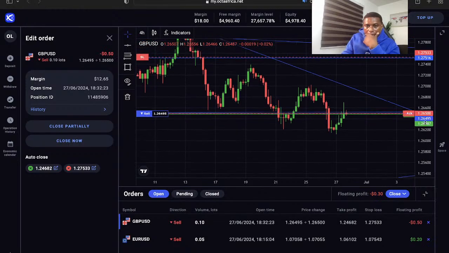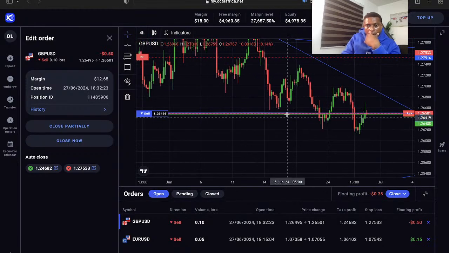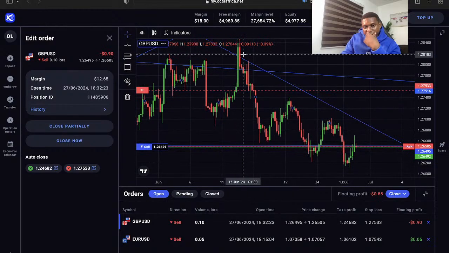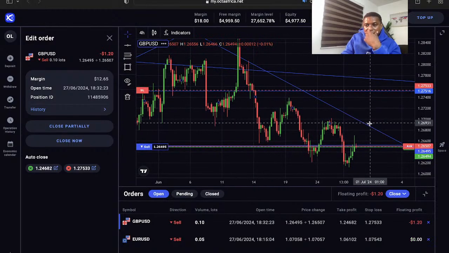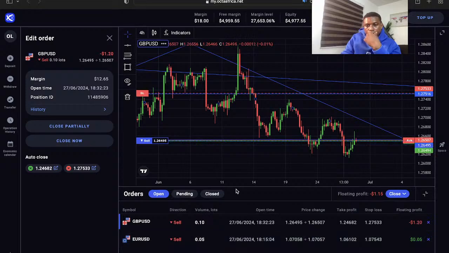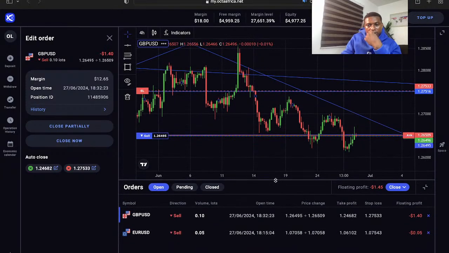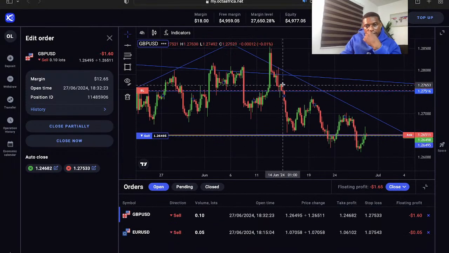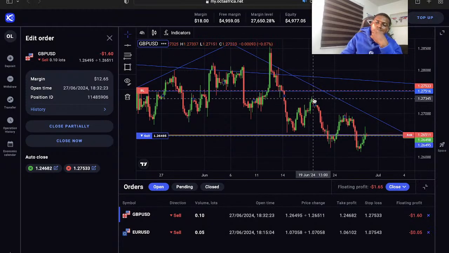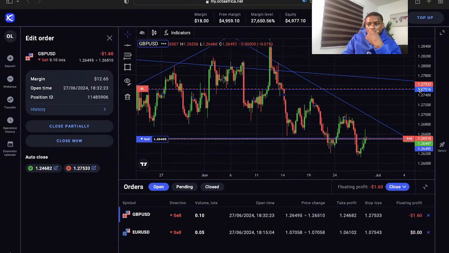So we can see now that it's clear that there has been a sustained bearish momentum. As we can see, price here forming higher high, higher low, higher low.